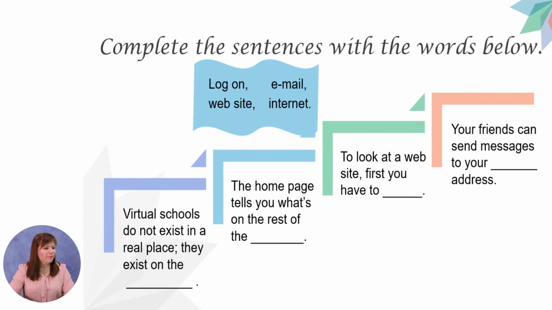Now, it's time to complete the sentences with the words: log on, email, website, internet. You have a minute to think. Virtual schools do not exist in a real place. They exist on the internet. The home page tells you what's on the rest of the website. To look at a website, first you have to log on. Your friends can send messages to your email address.